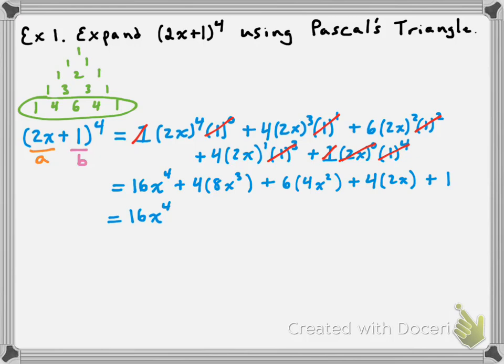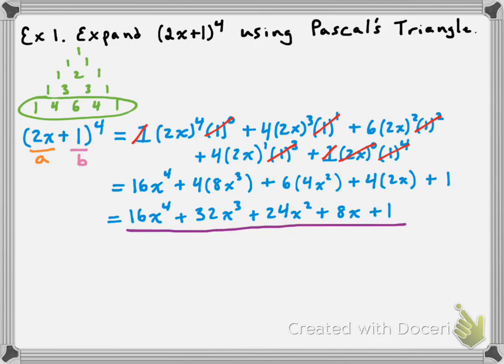4 times 8x cubed, well, that's just plus 32x cubed. 6 times 4x squared, that's plus 24x squared. And then 4 times 2x, that's plus 8x. And then, of course, we just have our plus 1. So that is actually the correct expansion of 2x plus 1 to the power of 4.